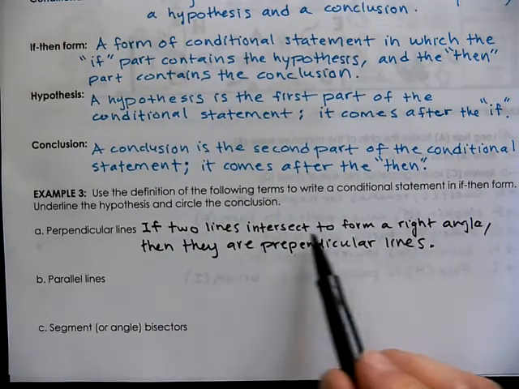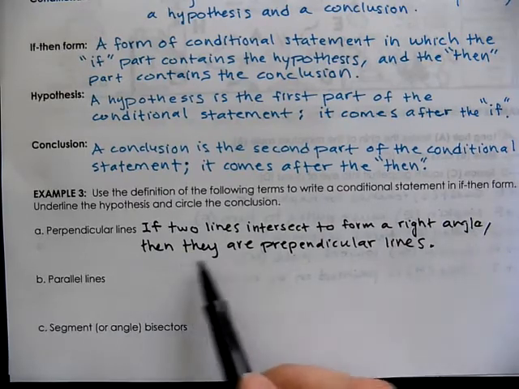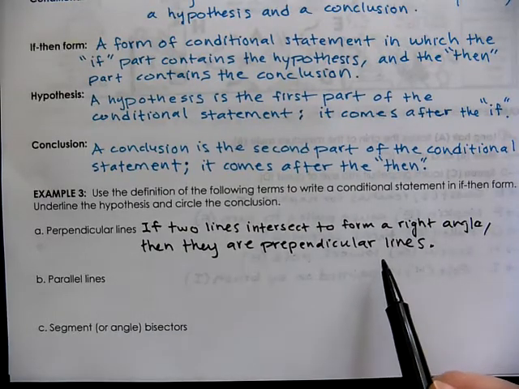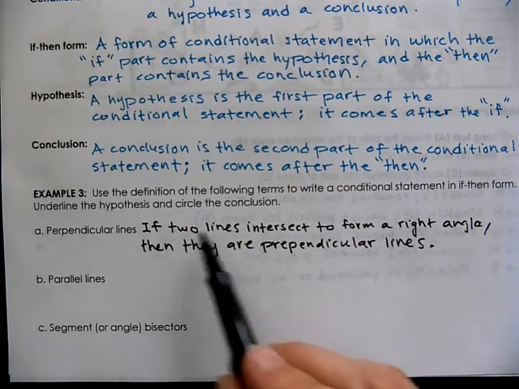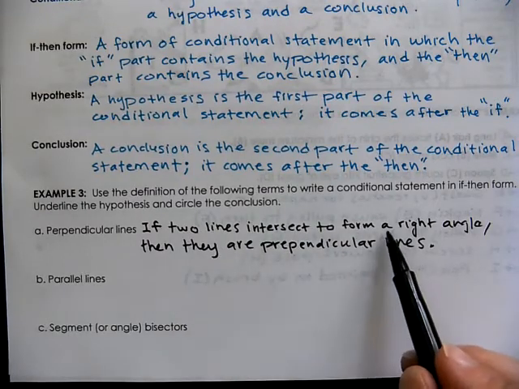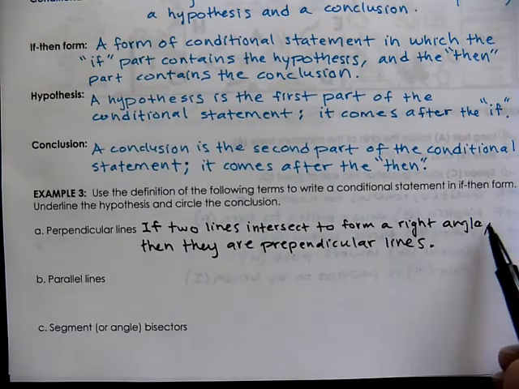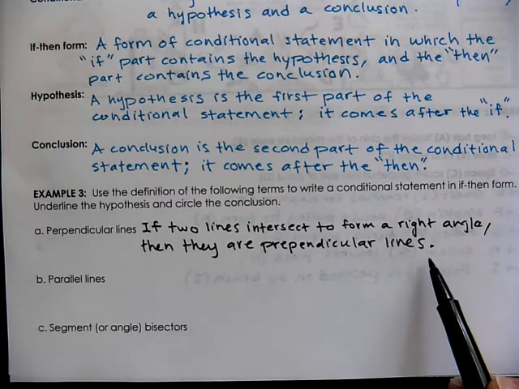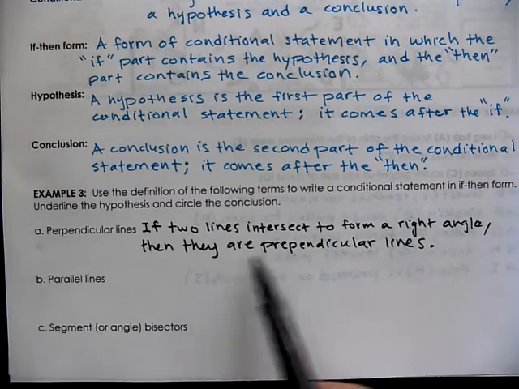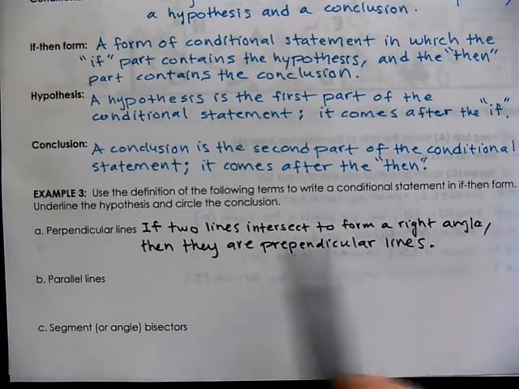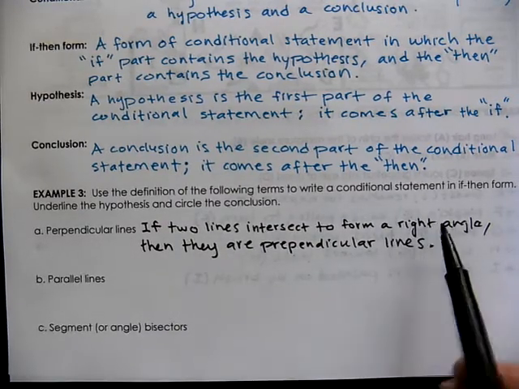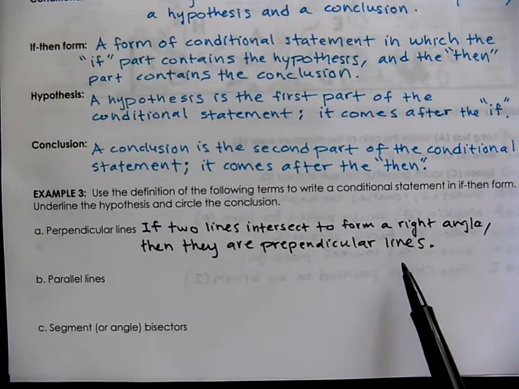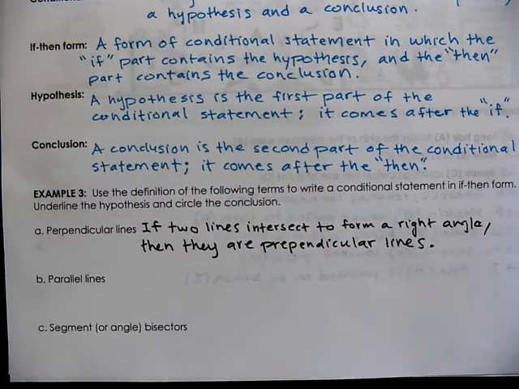If this first part was not correct, then we would not lead to this conclusion. If, for example, it said, if two lines intersect to form an obtuse angle, for instance, well, then they are not perpendicular lines. Okay? So that's why we call it a conditional statement. The first part must be true in order for the second part to result from that, cause and effect.